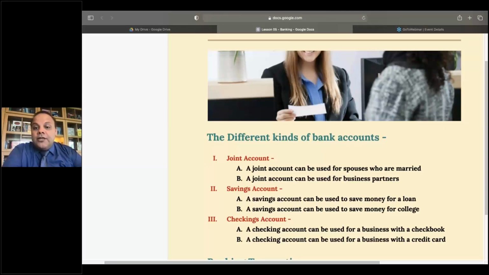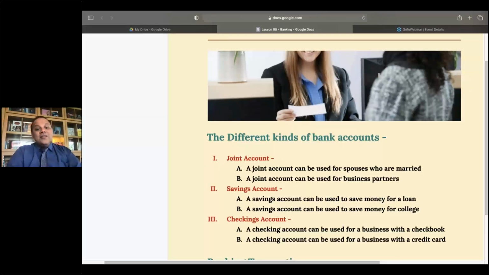A savings account can be used to save money for college. A lot of people in North America, in Canada, in the US, want to send their children to college and university. So basically they save up money as early as the child is still in school. And by the time he or she graduates from high school, they have enough money to send their children to college. So we call that a savings account that can be used to save up money for college.